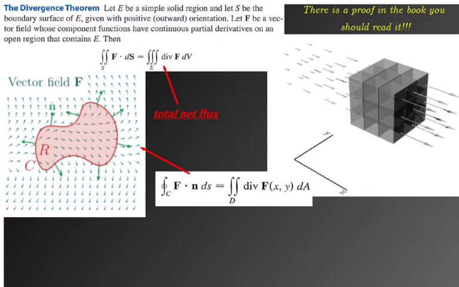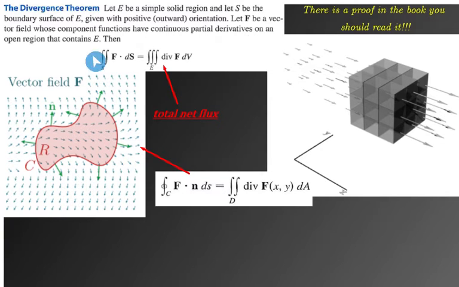and this is what it says. It says that if you let E be a simple solid region, and I'll talk about that in a second, and S be the boundary surface of E, given the positive outward orientation. So we saw that with one of our vector forms of Green's. This is kind of the positive. We also saw it with other theorems too, but I'm going to make a direct connection back to this. So this outward orientation is always the positive one for these kinds of problems. And F is a vector field whose component functions have continuous partial derivatives on an open region that contains E.